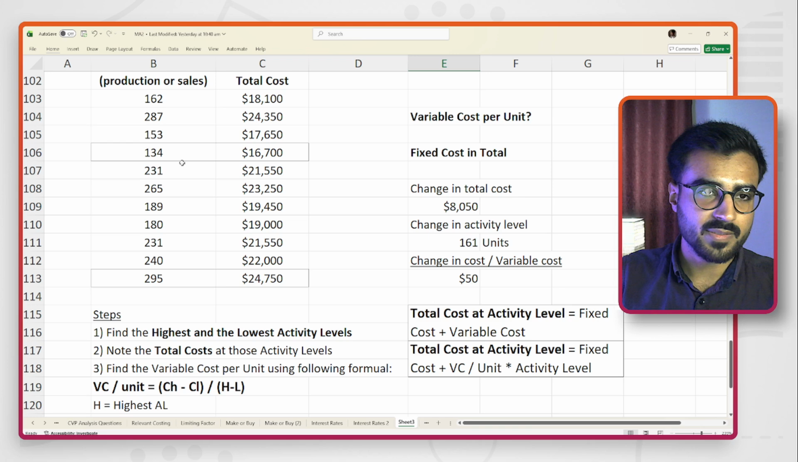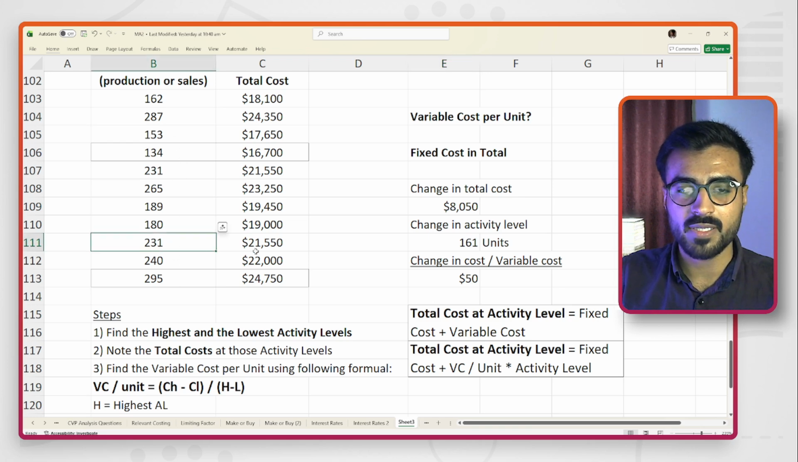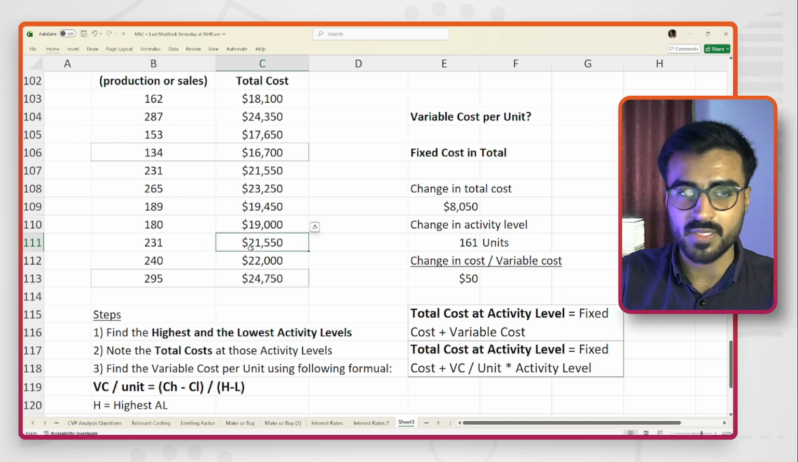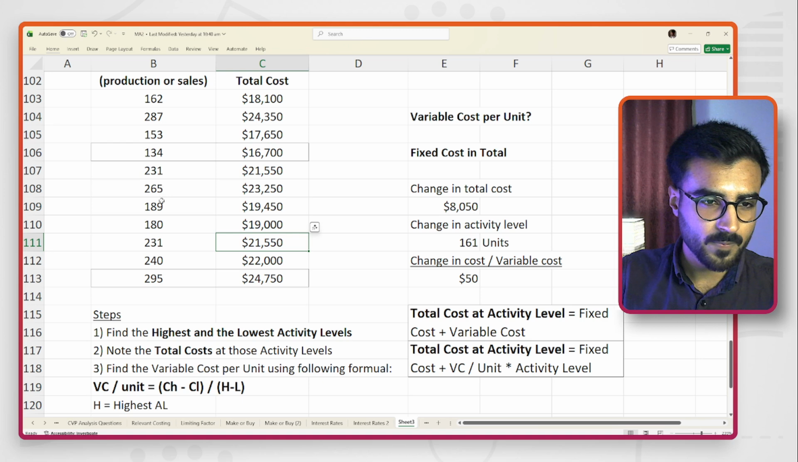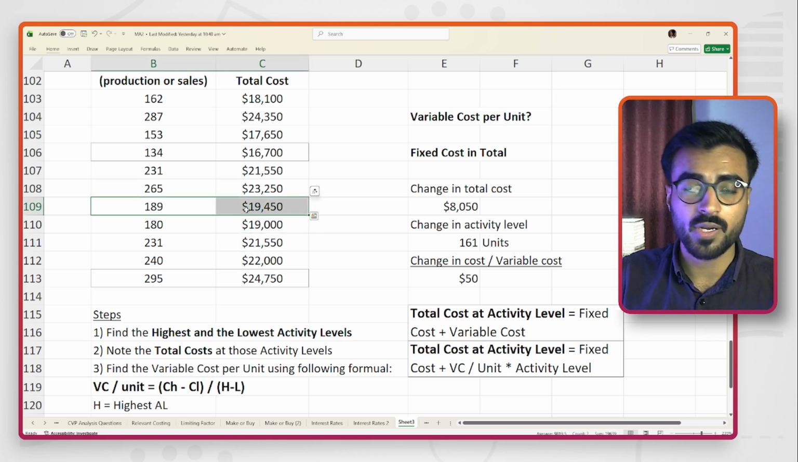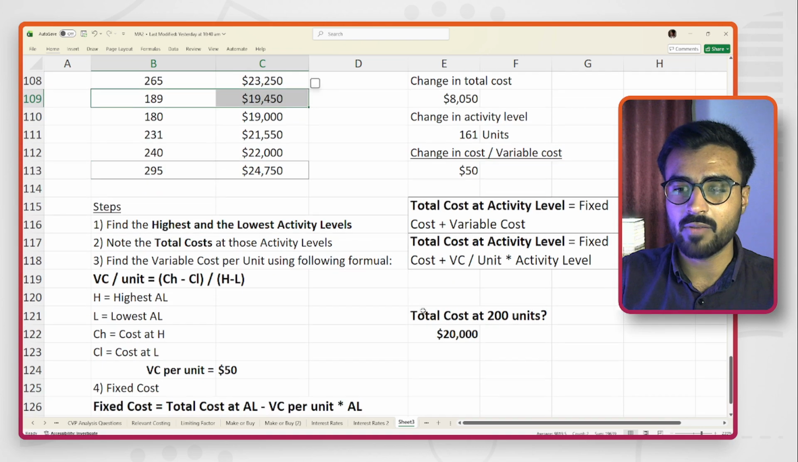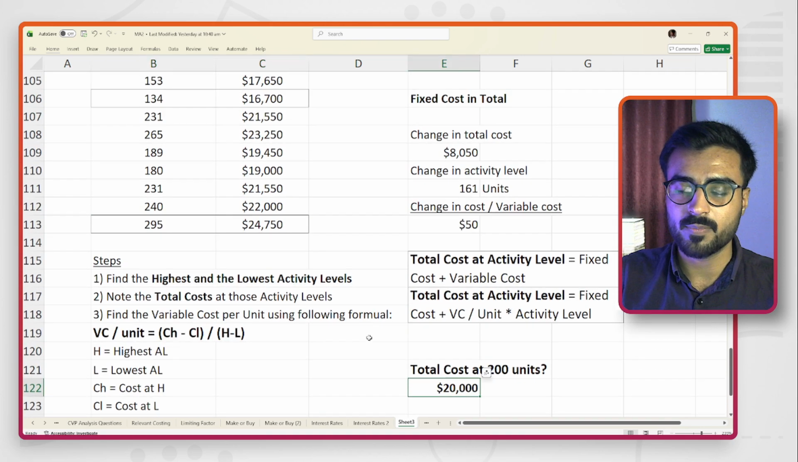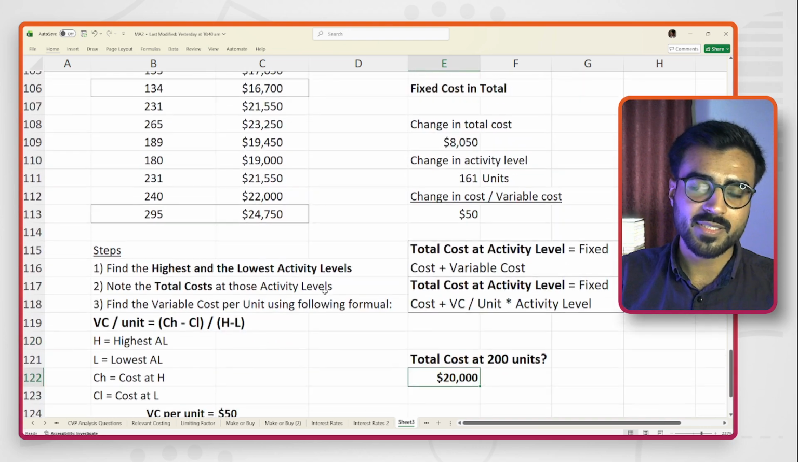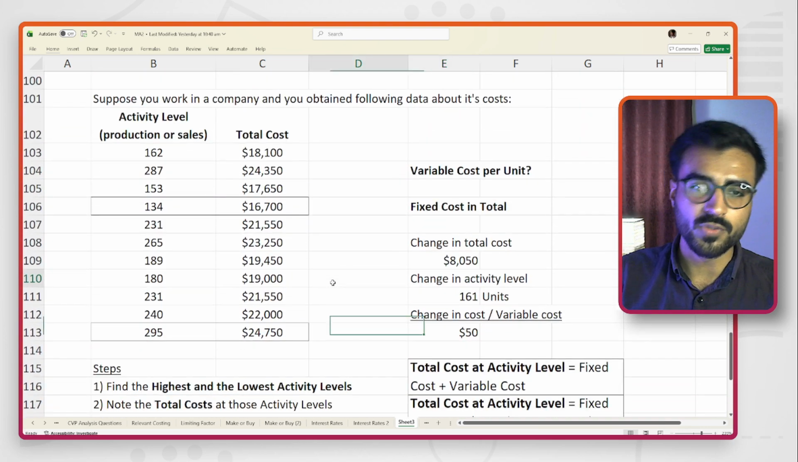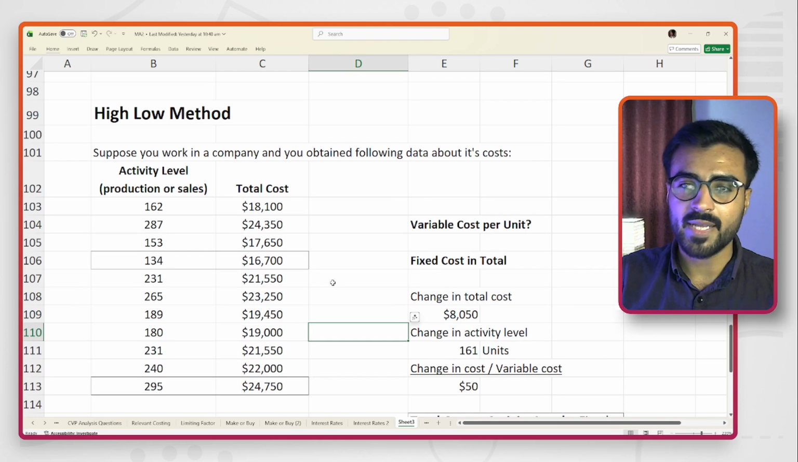So we can see at the 231 activity level, the total cost was 21,000, and at 189 units, the total cost was 19,450. So it makes sense that at the activity level of 200 units, the total cost would be around $20,000, right? So this is how the high-low method is used. It is a very useful technique to split the mixed cost into its variable and fixed elements.